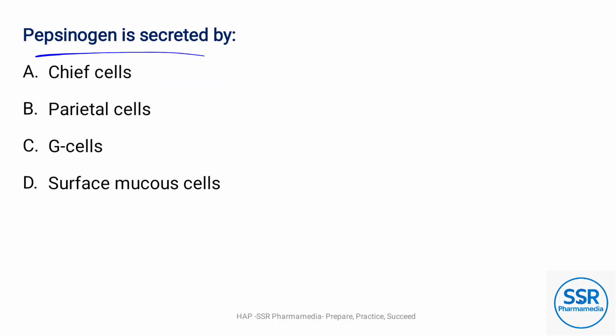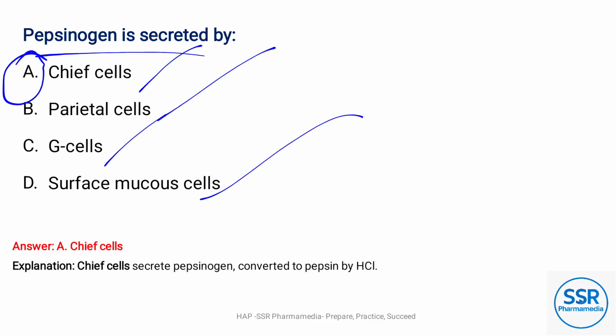Pepsinogen is secreted by option A, chief cells. Option B, parietal cells. Option C, G cells. Option D, surface mucous cells. The answer is option A, chief cells. Chief cells secrete pepsinogen, which is converted to pepsin by HCl.